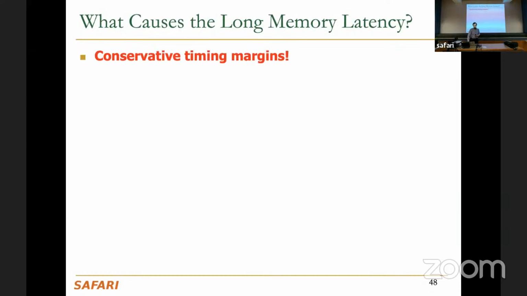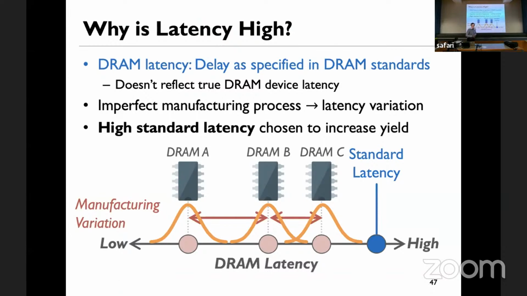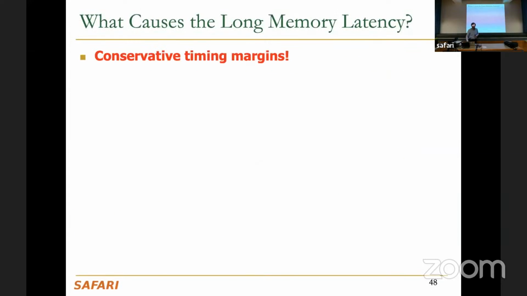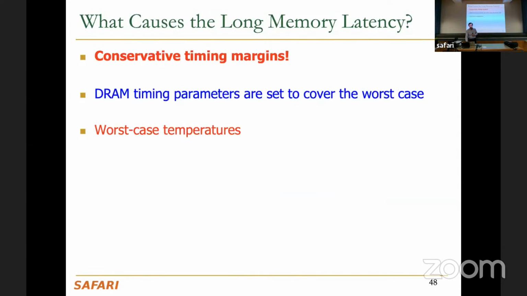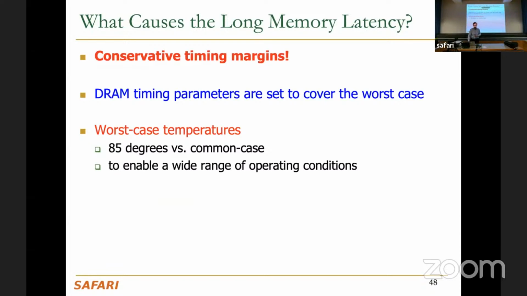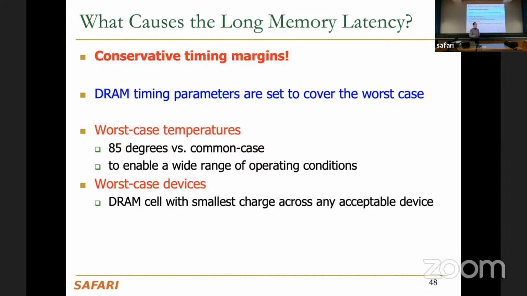So now I've given you what causes the long memory latency. Basically, you have conservative timing margins. If you look at this picture, standard latency is here, but this cell can operate much faster. So you have a very large timing margin in that sense. DRAM timing parameters are set to cover the worst case temperatures, and basically all DRAM chips are supposed to operate at 85 degrees, I guess in some cases 95 degrees also. But in the common case, they don't operate that high. So there's some latency variation because of temperature. And also to enable a wide range of operating conditions like different voltage levels, and also worst case devices, which is what the picture showed. The prior picture didn't show the worst case temperatures and operating conditions like voltage, but it did show the process variation, which is worst case devices, worst case cells.